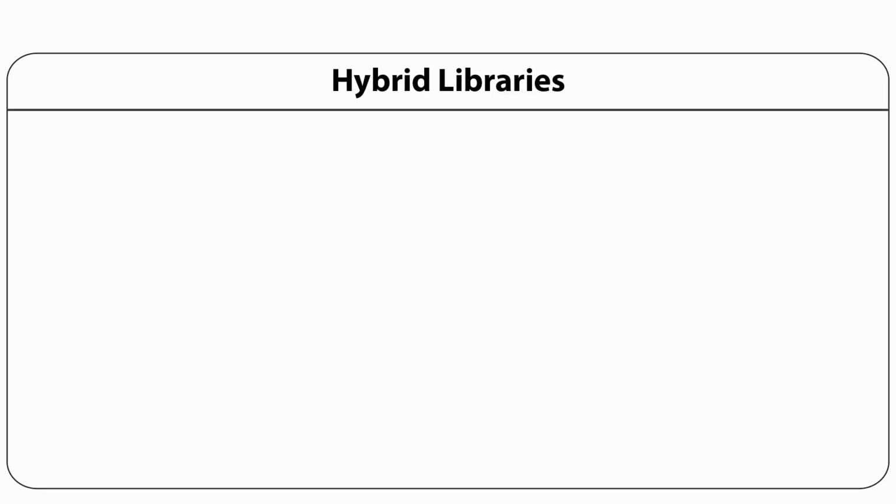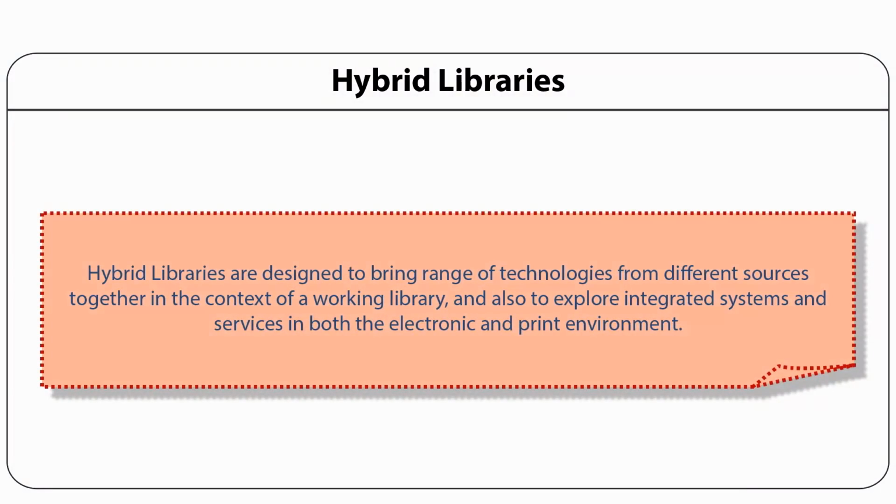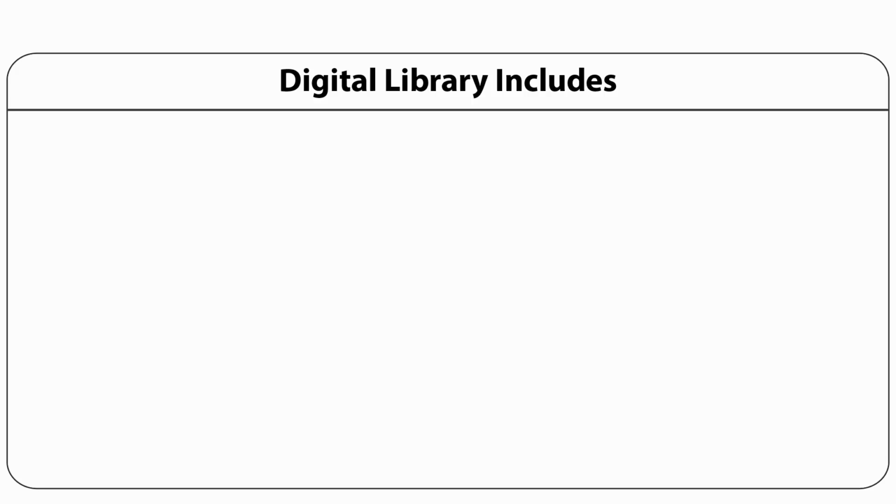Hybrid libraries. Hybrid libraries are designed to bring a range of technologies from different sources together in the context of a working library, and also to explore integrated systems and services in both the electronic and print environment. Now, having known about hybrid libraries, digital libraries, and virtual libraries, let's look at what digital library is used loosely to describe.